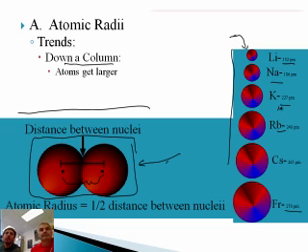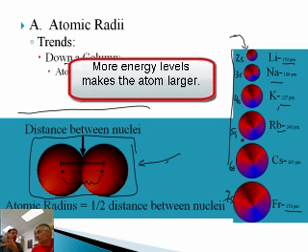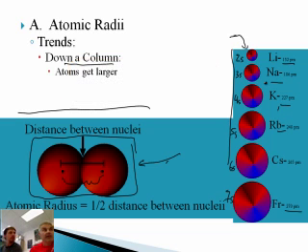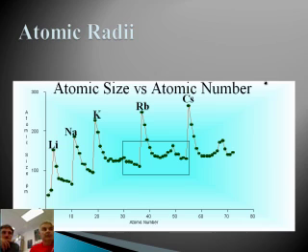What we're looking at here is as we go down a column, we're adding energy levels. Lithium's outside electrons are in the 2s. Sodium is in the 3s, potassium 4s, rubidium 5s, and so on. As we get higher energy levels, those electrons on average are getting further and further away from the nucleus. So as we add energy levels, we get further away from the nucleus, and we get a larger radius. So as you go down a column, here is the atomic radii trend.